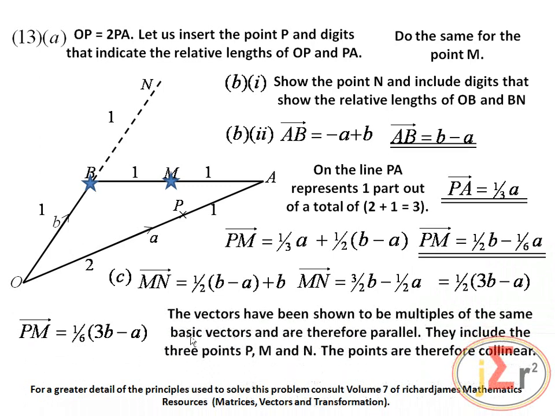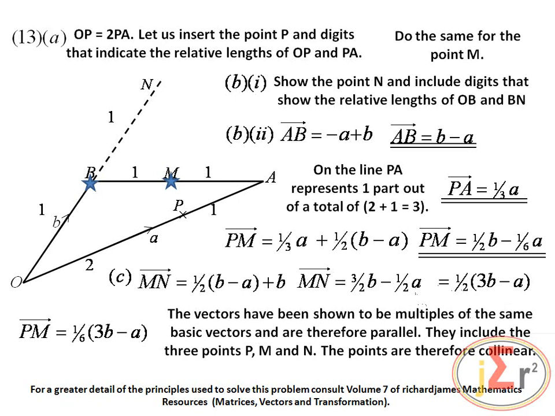Because we can write the two vectors as products of the same basic vector, we are sure that the two vectors are parallel. And if the two vectors are parallel, then the 3 points that are involved in the 3 vectors are collinear. So writing the two vectors in this form, being multiples of the same basic vector, 3b minus a, we are sure that the vectors are parallel.